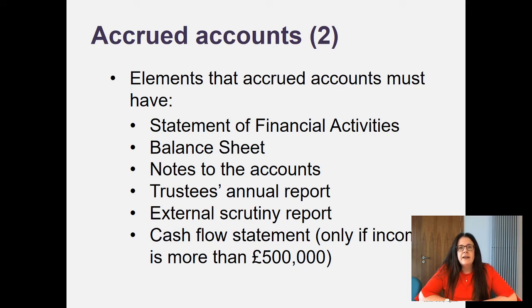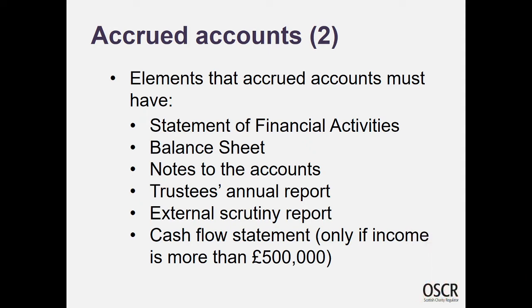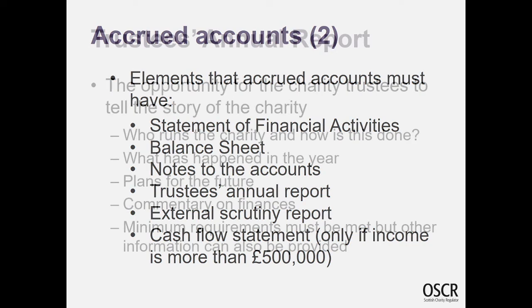The next element is the trustees' annual report. Remember, this is the narrative part of the accounts where the charity trustees tell the story about what's actually happened in the year. We're going to talk a bit more about the trustees' annual report in a moment. Then there is the external scrutiny report. That can be an independent examination or an audit, and we're going to look at those requirements a bit more fully later on. If the charity is large, so that's if its income is more than £500,000, then it has to also produce the cash flow statement.